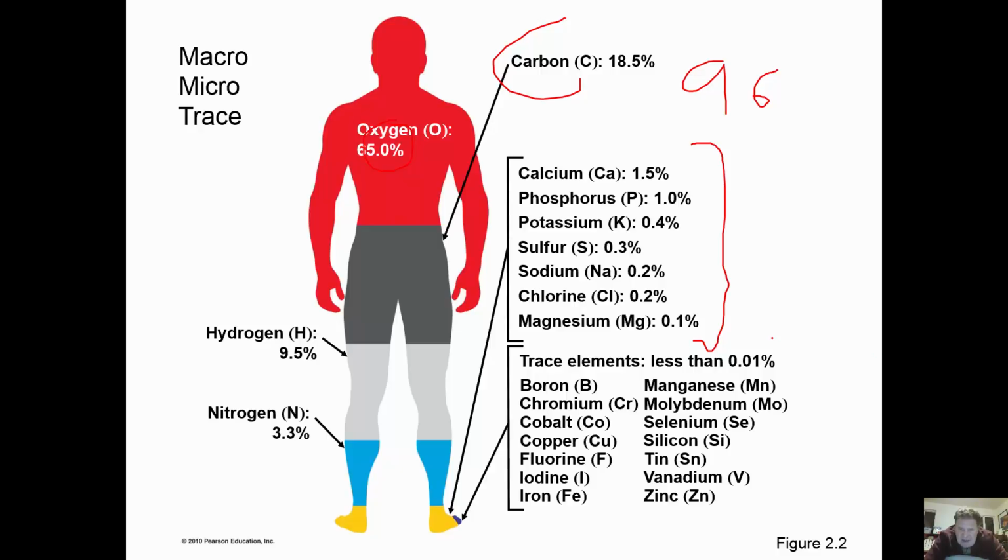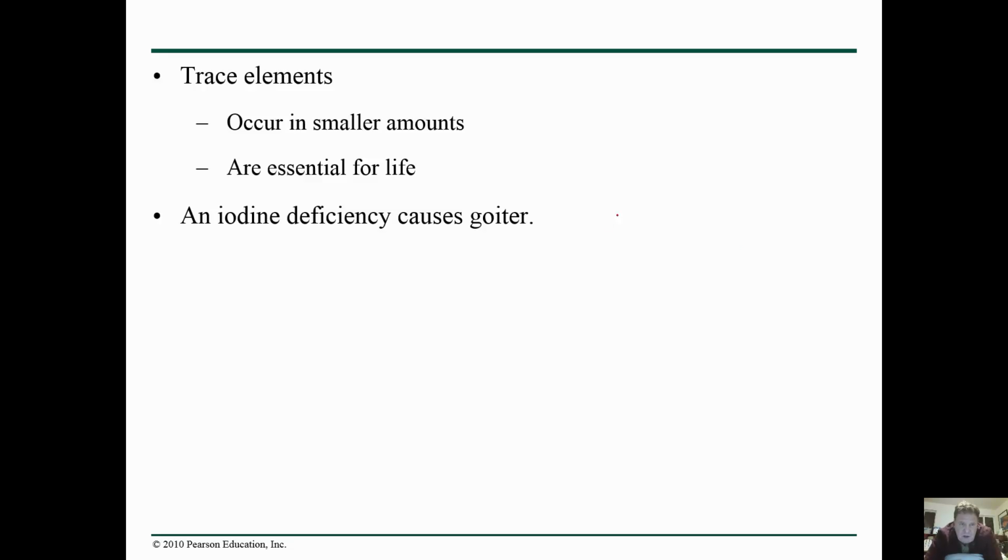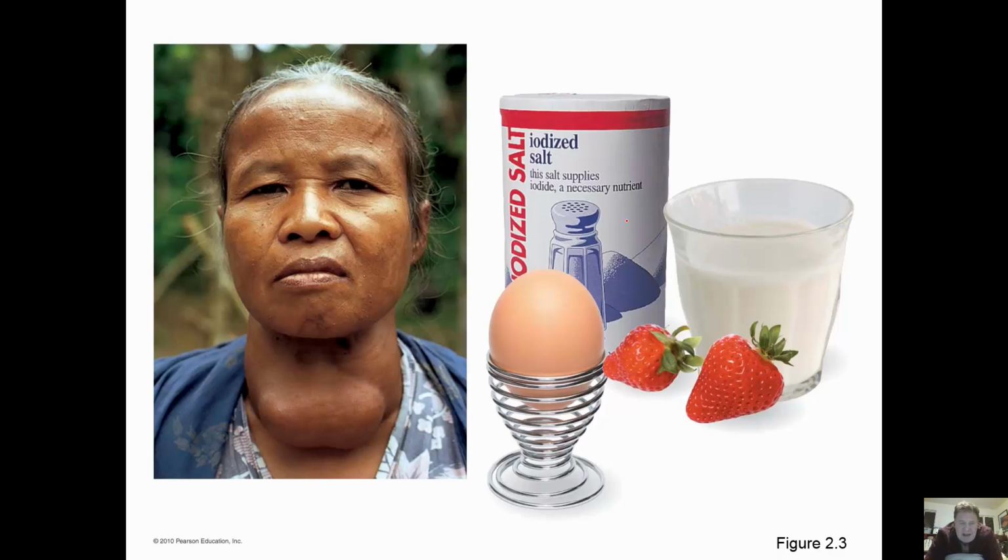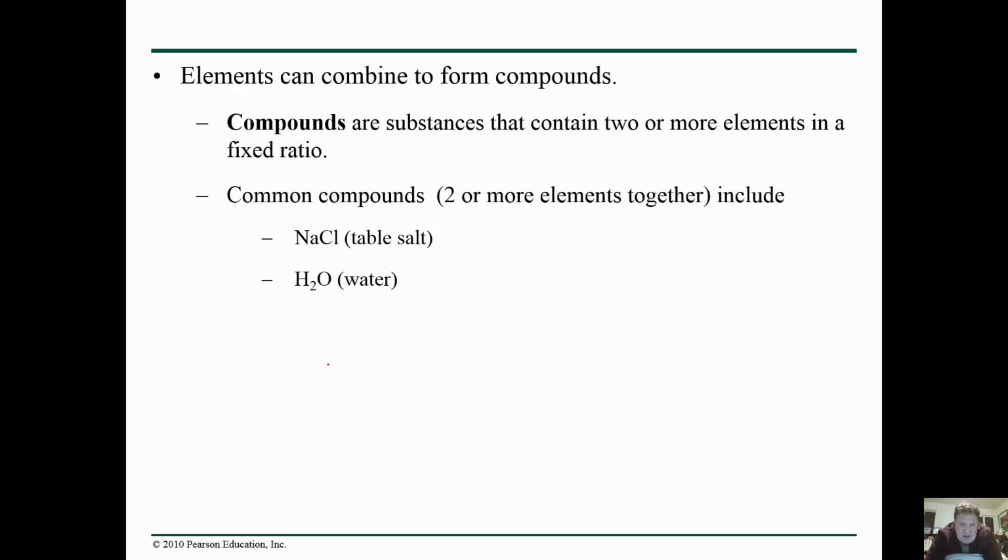And then lastly, we have what are called trace amounts, where each of these is required in less than 0.01% of our body mass, and so we don't need a lot of those. A lot of times we get these just due to contaminants in the foods and the water that we drink. Again, they're very important. This is a goiter, which is due to iodine deficiency. Without these substances, we would be in a lot of trouble.